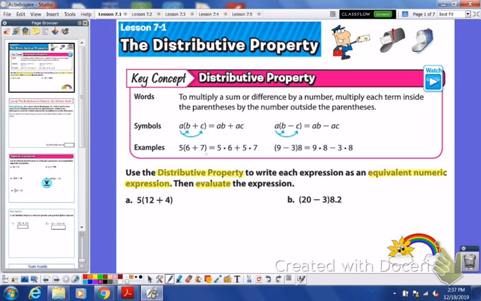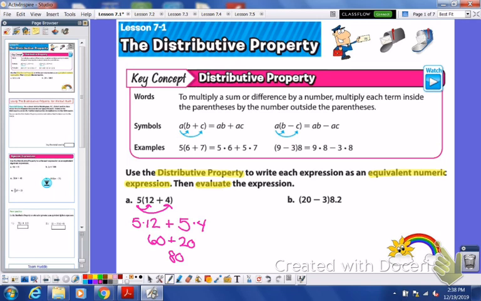So practicing: use the distributive property to write each expression as an equivalent numeric expression, then evaluate the expression. So we are going to distribute our 5 to each number inside and rewrite it. So we have 5 times 12 plus 5 times 4. So there's our equivalent expression. Now evaluating, 5 times 12 is 60, plus 5 times 4 is 20, and then 60 plus 20 gives us a final answer of 80.